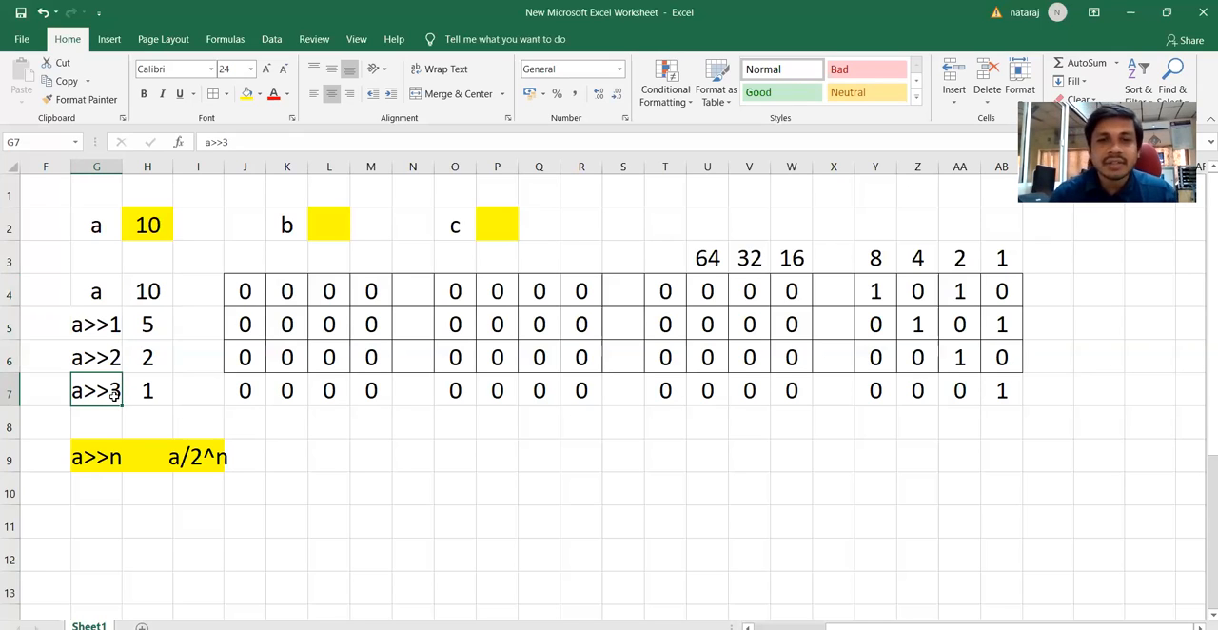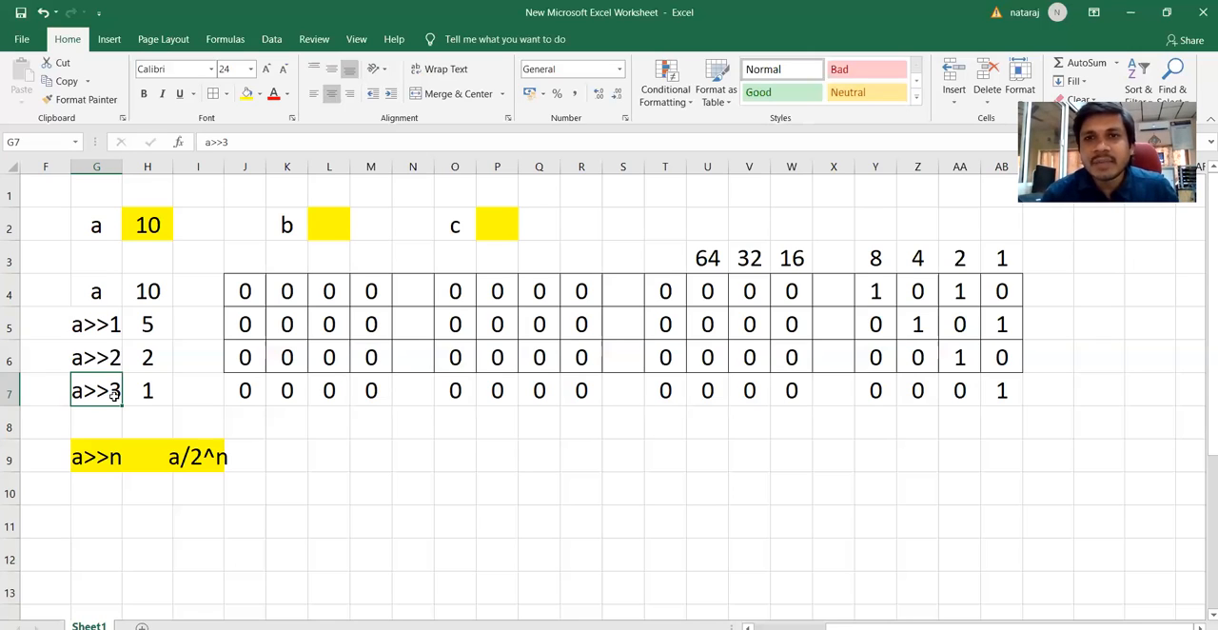In this way, you can directly apply the formula rather than putting in these bits and calculating, which takes time. Especially in multiple choice questions or competitive exams, you can use this formula. A left shift n is A into 2 power n. A right shift n is A by 2 power n.